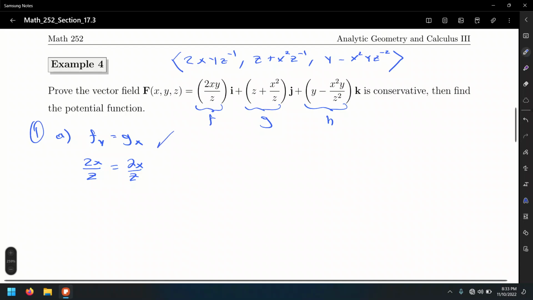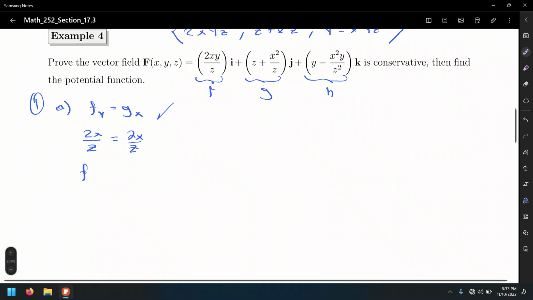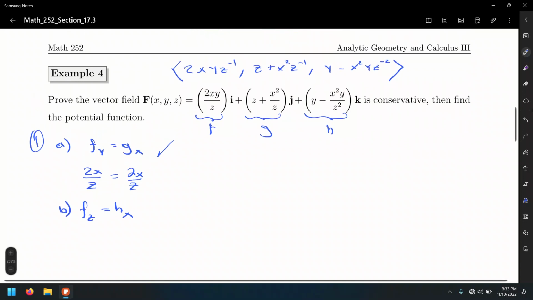And that second condition is f sub z, that is the partial of f with respect to z. Is that equal to the partial of h with respect to x? Well, let's find out. That's part B. So f sub z, okay. Negative 1 multiplying with the 2, that's going to be negative 2xy z to the negative 2 equals the partial of h. That is the third component.